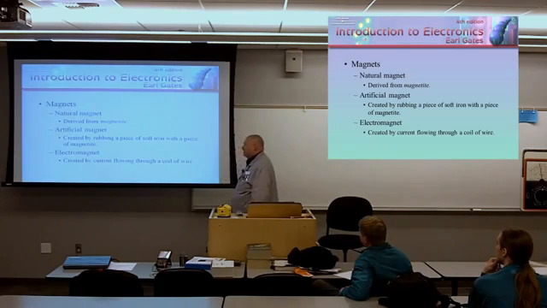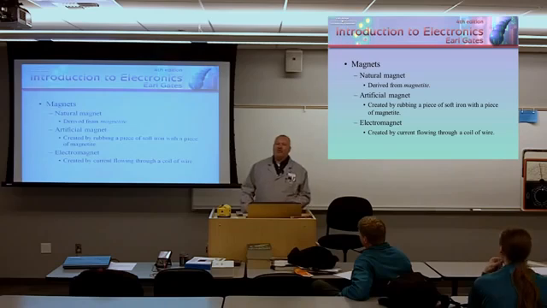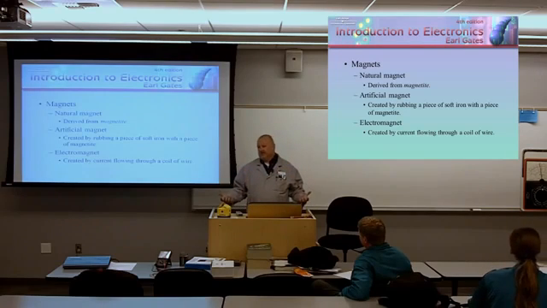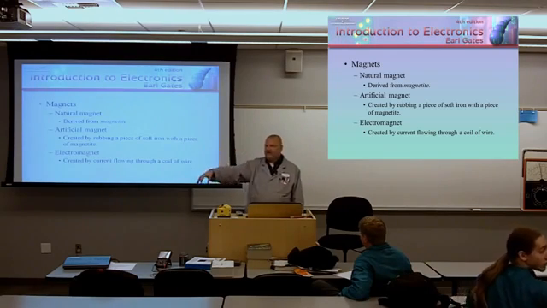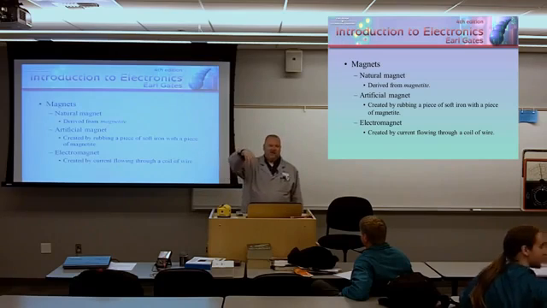This is created by current flowing through a coil of wire. Basically, when we pass current through a coil of wire, we're going to develop a magnetic field. And in concentrating that, that's how we have an electromagnet. So electromagnets range in size from very, very small to, if you've ever seen, at a junkyard, a scrap yard, on a crane, they've got an electromagnet. You turn it on, it picks up a car or whatever.